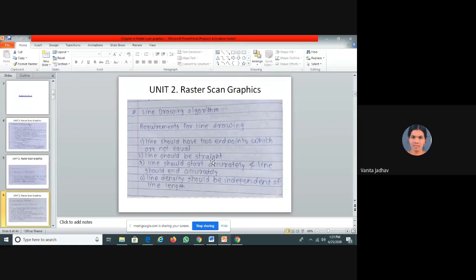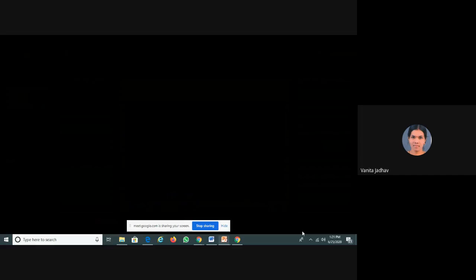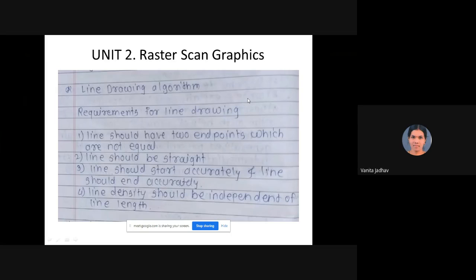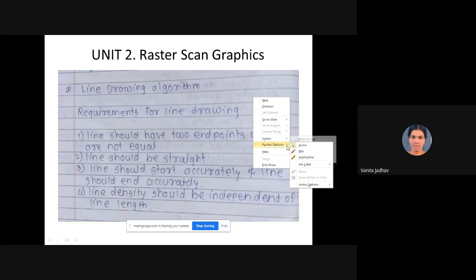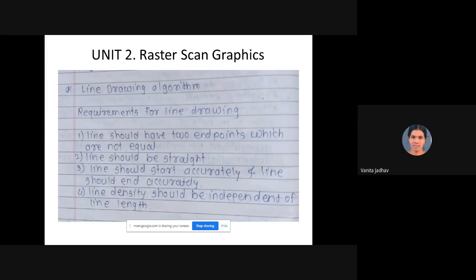Next, the line should be straight. I will take the help of a tool present here, the pointer, I will use the pen. Two endpoints are there, this one and this one. I should not draw the line like this; I can't call it a line. I should draw the line like this only, that is, it should be straight.